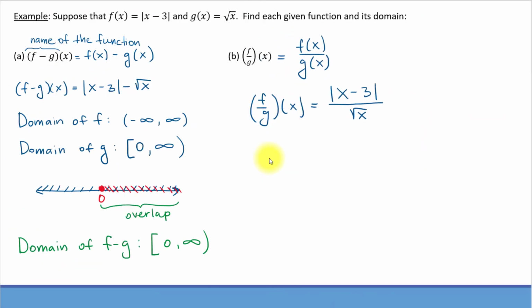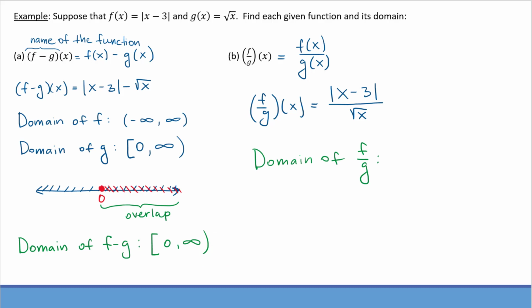We already found values of x that are in both domains, and it's right here. But what will make the denominator equal 0 in this case? Well, that's when x is 0, right? Plug in 0 here, square root of 0 is 0. So that means that 0 has to be excluded from the domain. So, long story short, we're going to use this interval, but we will exclude 0 from it.